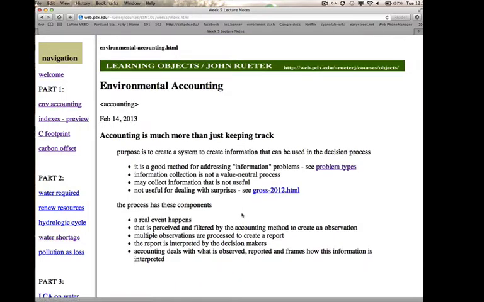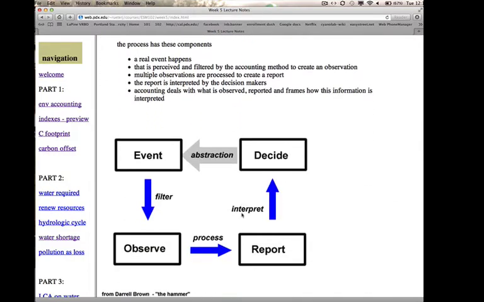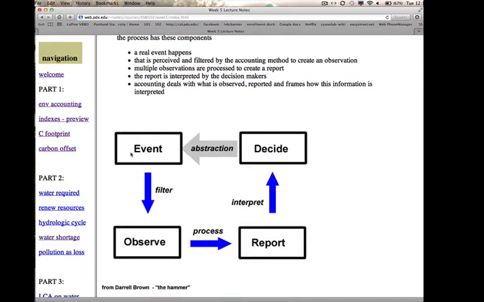So the idea is that in accounting, we're going to have this process. There's a real event that happens. Something actually happens in the environment, the economy, and social structure, and we have some way of observing that. But when we observe it, it comes through a filter. That could be our own perception. It could be the data loggers we use.